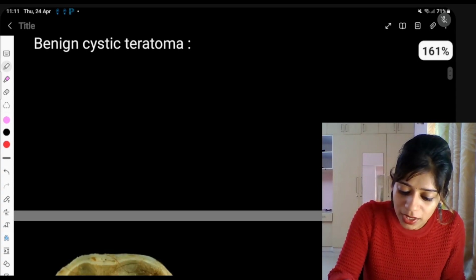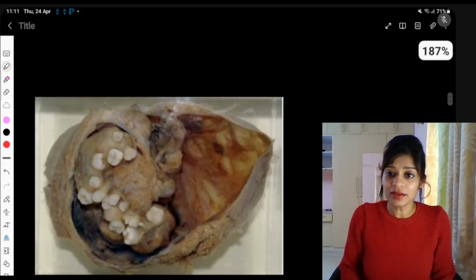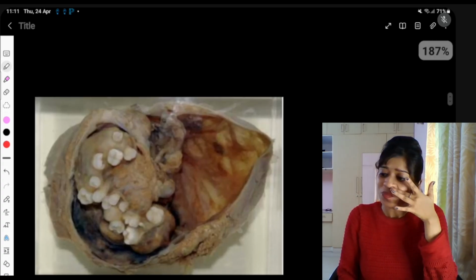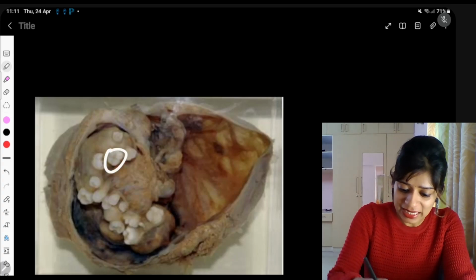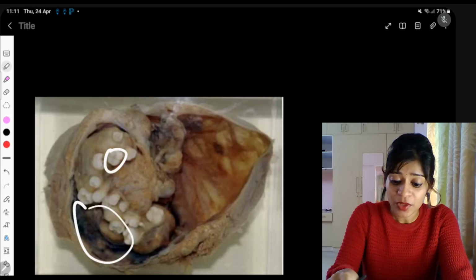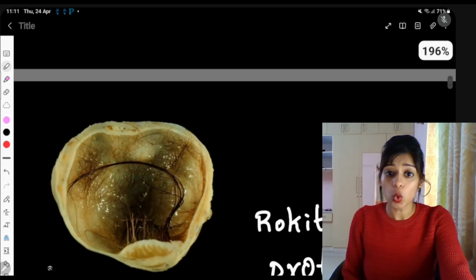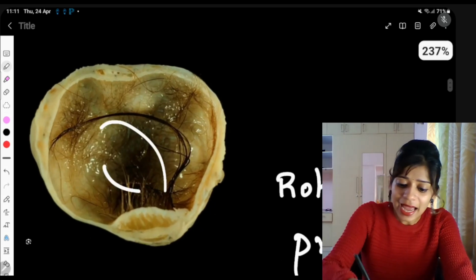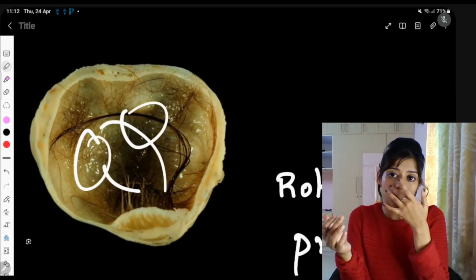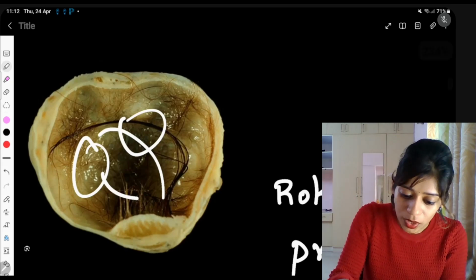See, what I have shown here is a picture of an ovarian teratoma. Usually they tend to ask you ovarian teratoma. You can see teeth here, right? You can see hair here. So this is an ovary. Okay, look at this picture. Again, this is an ovarian teratoma. Now, you can see hairs here, right? And there could be cystic fluid accumulation as well.